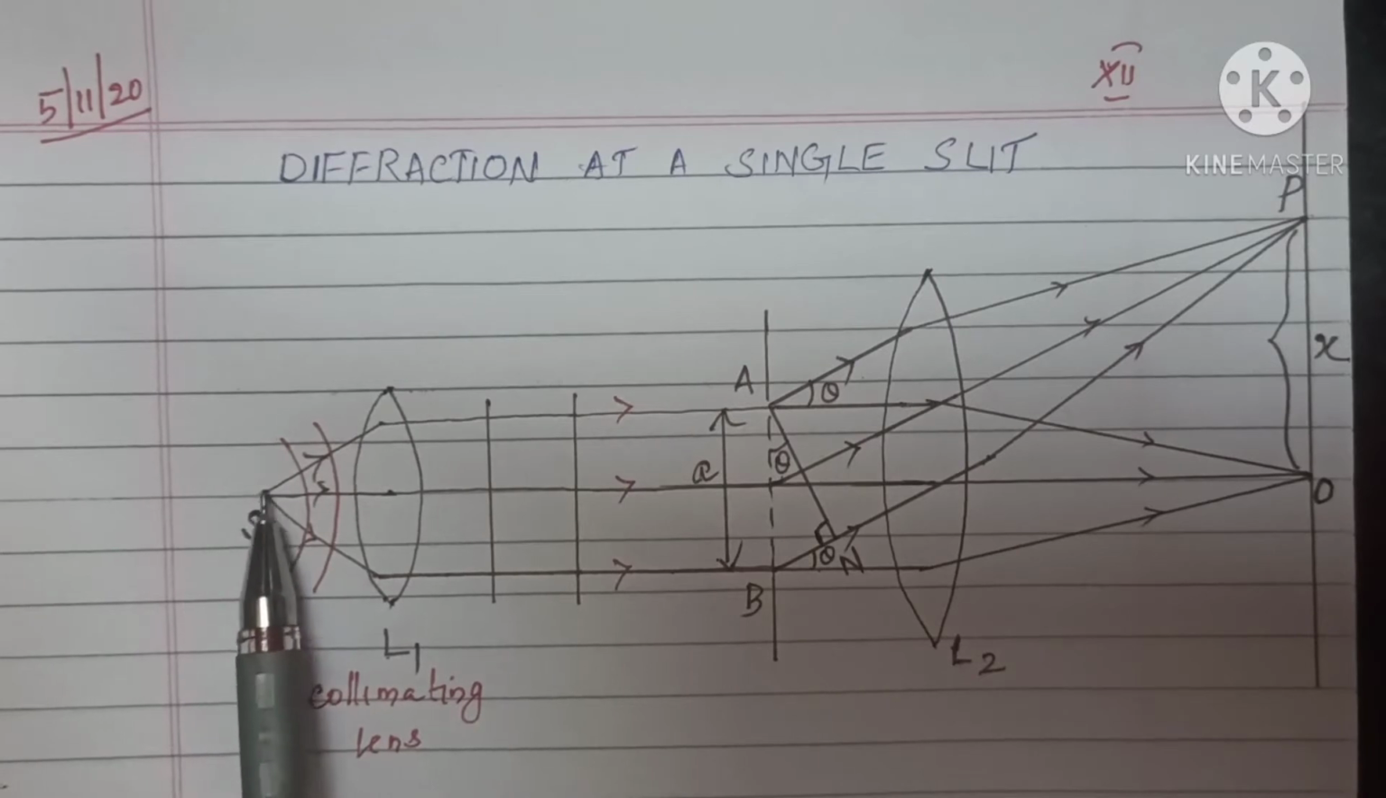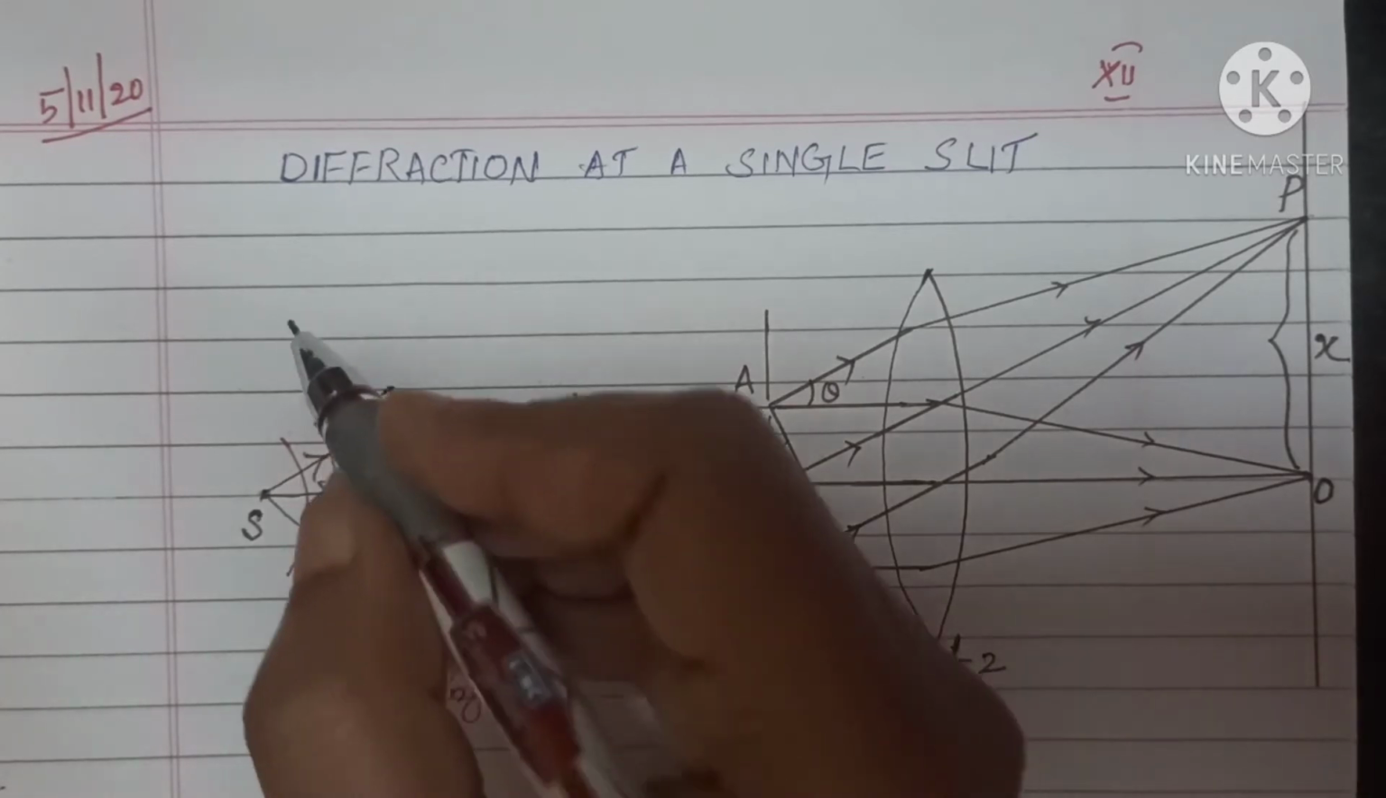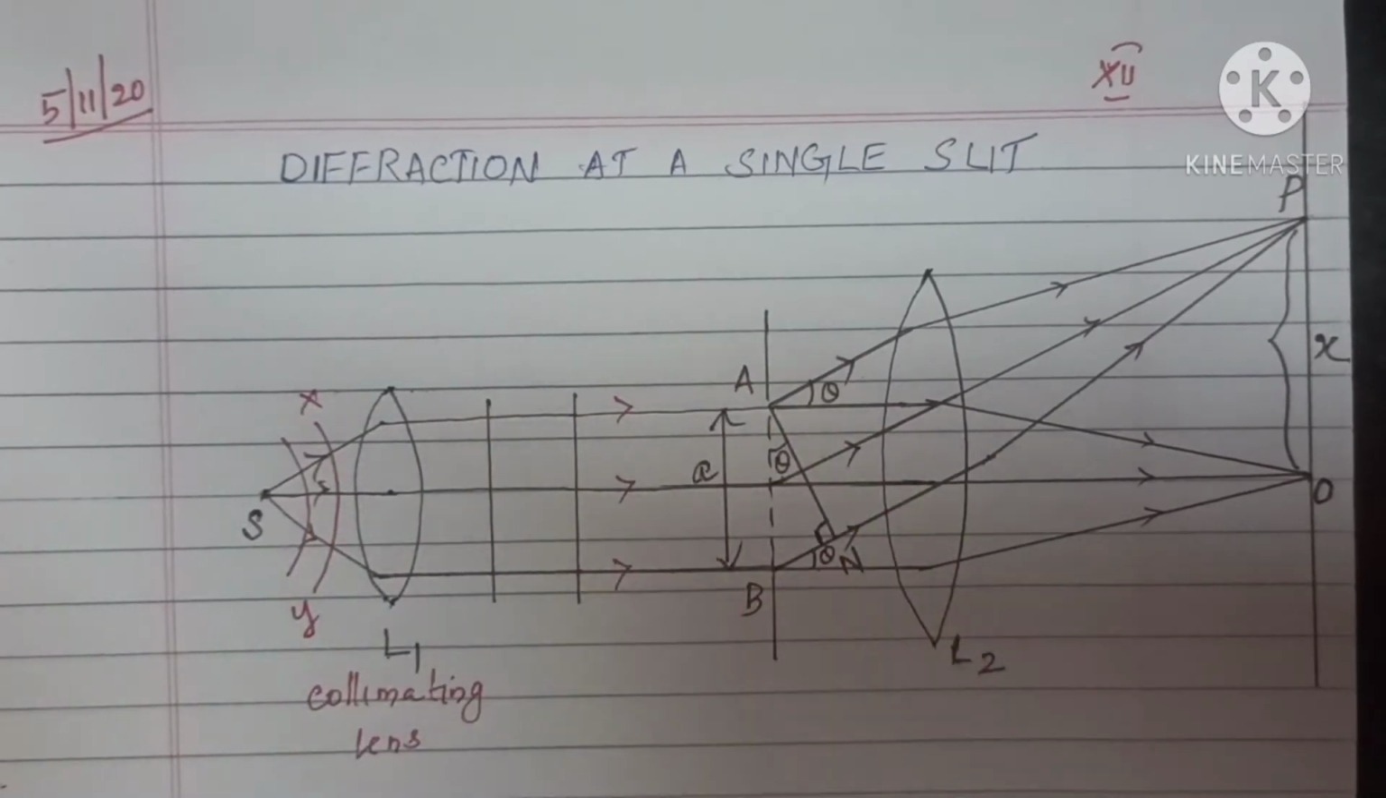You can see here, this is the source S. It is a monochromatic source of light, and since it is a point source, it will be giving spherical wavefronts. We can name it as XY. XY will be the spherical wavefront.